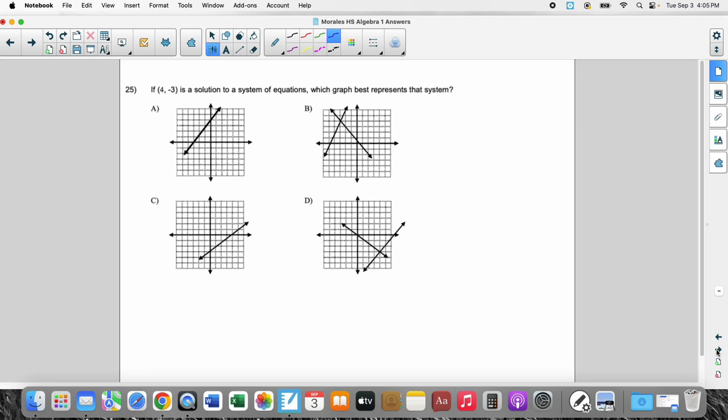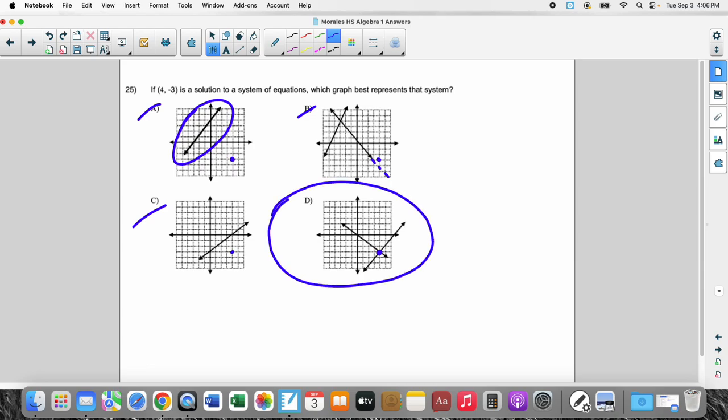What does it mean? If 4 comma negative 3 is a solution to the system of equations, which graph represents that system? So let's find 4, negative 3. So 4 in the x, negative 3. 1, 2, 3, 4. 1, 2, 3. Well, that's not on the line. These are all the solutions, and that's not it. So it's not one of the solutions. 4, negative 3. It kind of looks like it doesn't go through it, so I'm not going to say that one. 4, negative 3. Nope, doesn't cross it. And 4, negative 3. There you go.